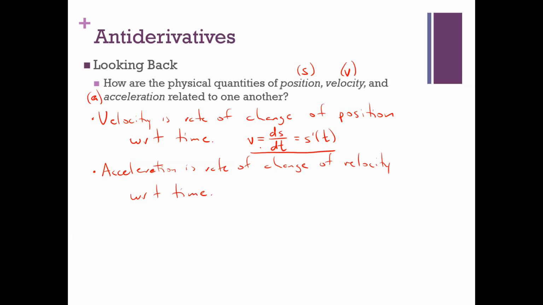Hopefully that looks familiar. We've used this notation in the past, right? We say something similar about acceleration: A is equal to dv dt, or V prime of t. Let me go a little further. We can say that A is equal to S double prime of t.